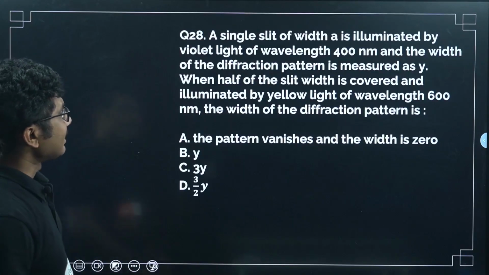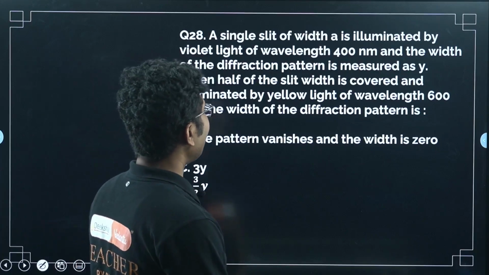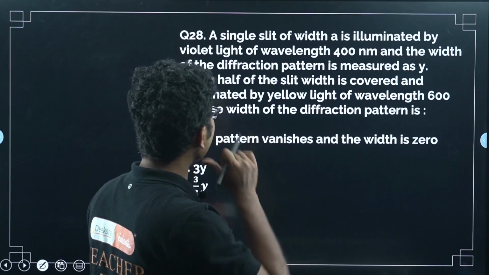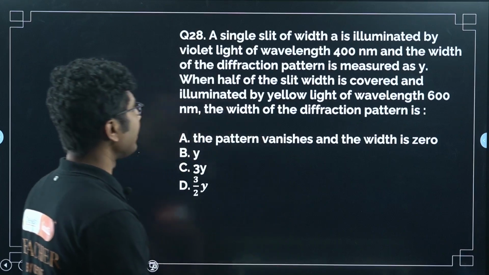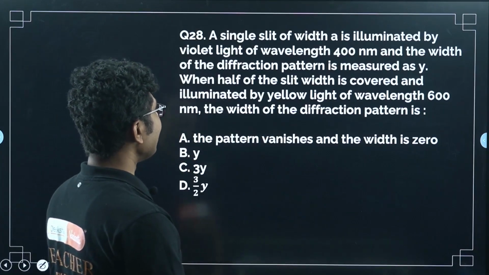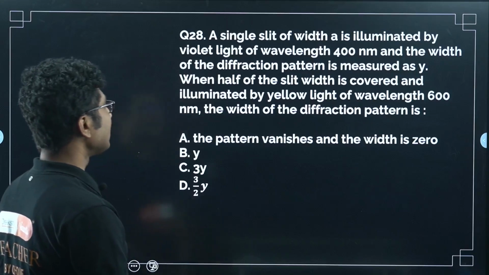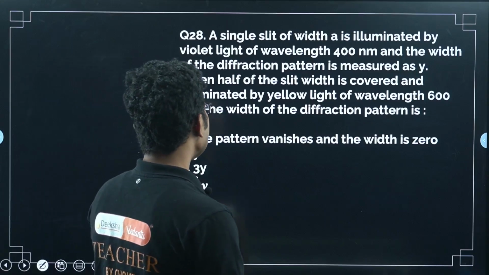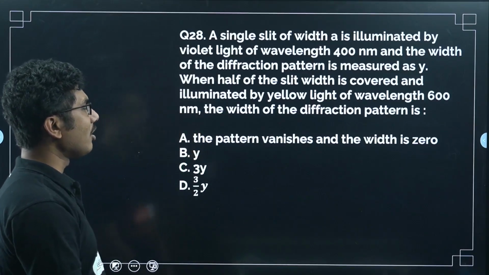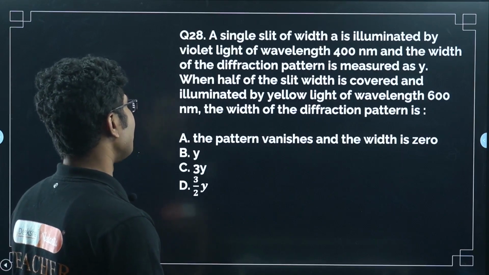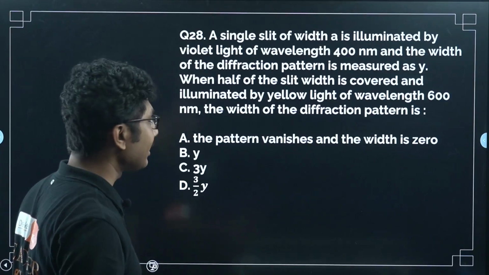A single slit of width A is illuminated by violet light of wavelength 400 nanometer, and the width of the diffraction pattern is measured as y. When half of the slit width is covered and illuminated by a yellow light of wavelength 600 nanometer, the width of the diffraction pattern is?